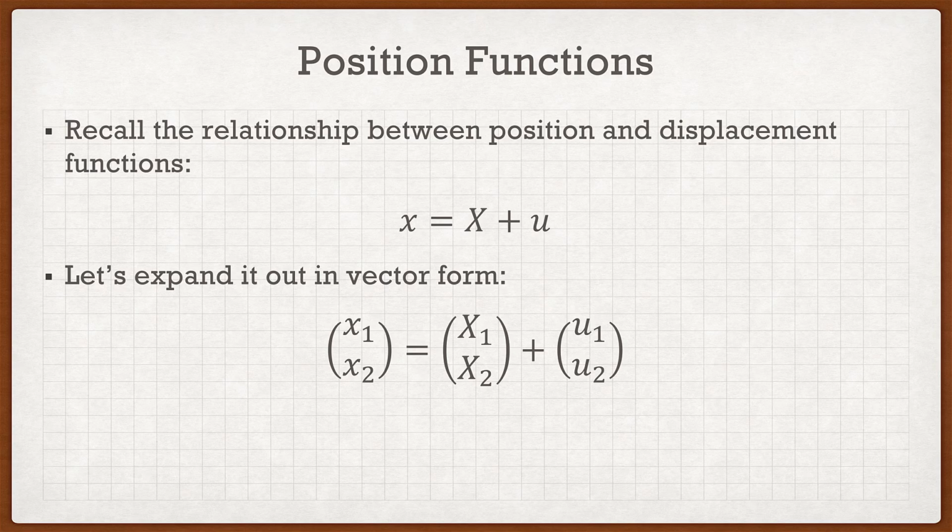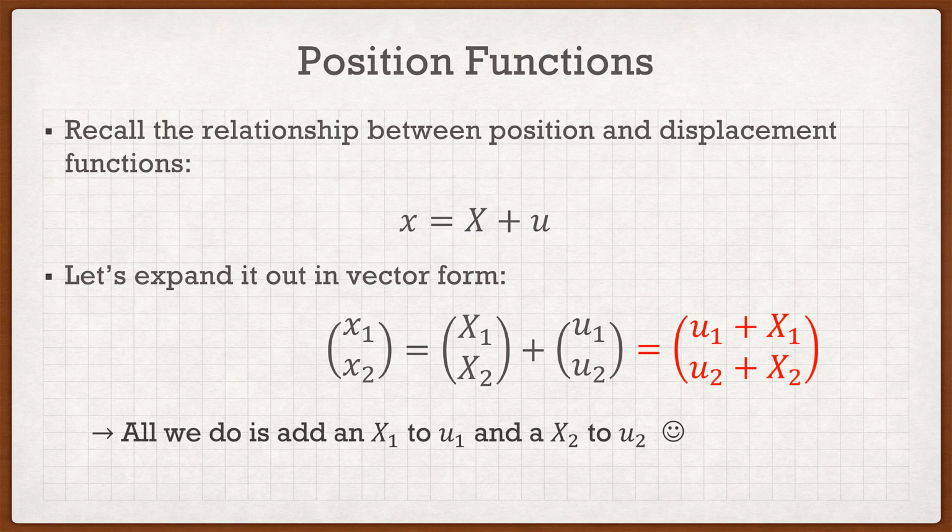And you're saying, wait a second. If we add them together, we get u1 plus big X1, and u2 plus big X2. So in order to go from a displacement function to a position function, all we have to do is add an X1 to u1 and add an X2 to u2. It's that simple. So that first part should be nice and easy. Even though the displacement functions are really gross, all we have to do is add an X1 and an X2. You're good to go.